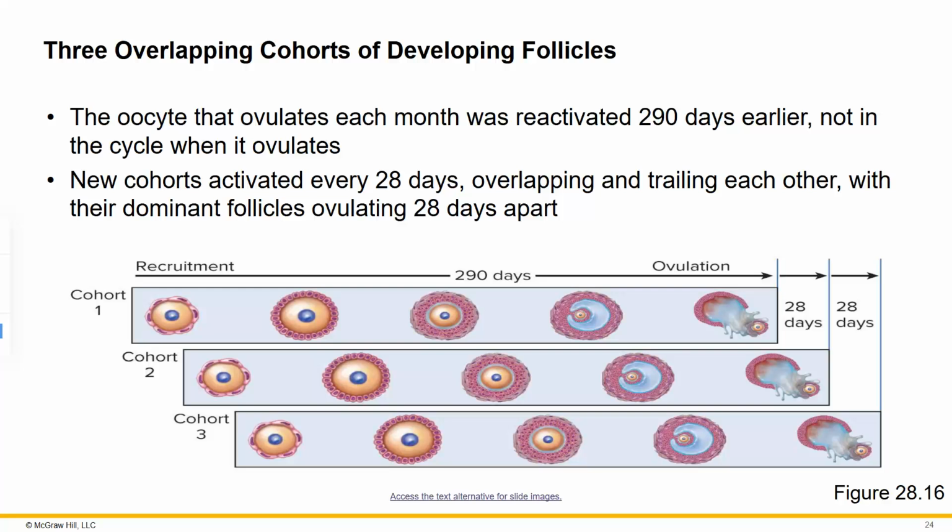The oocyte that ovulates each month was reactivated 290 days earlier, not in the new cycle when it ovulates. New cohorts are activated every 28 days, overlapping and trailing each other, with their dominant follicles ovulating 28 days apart.